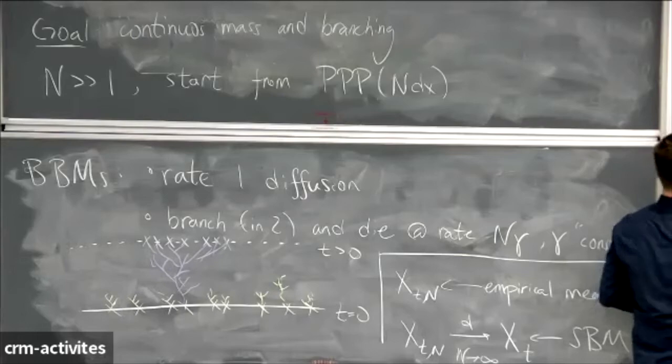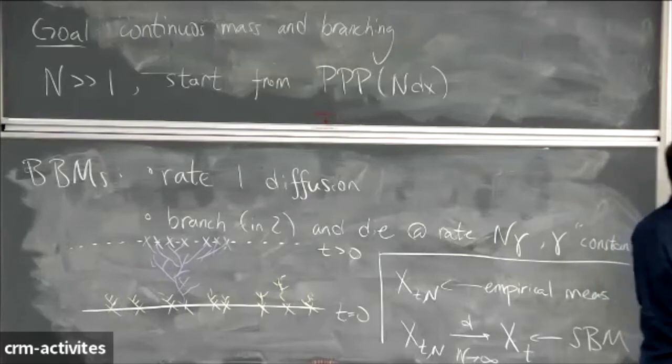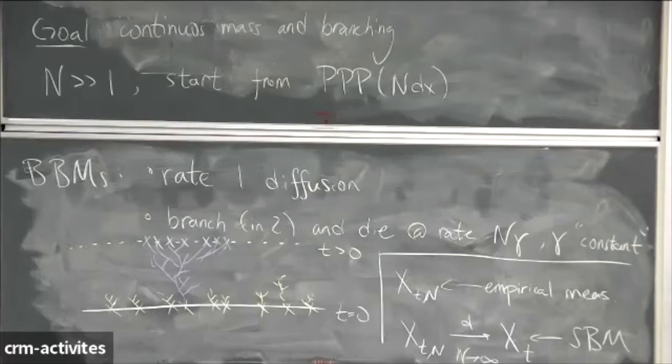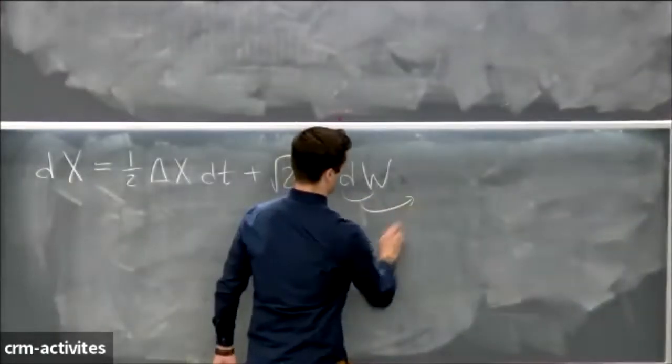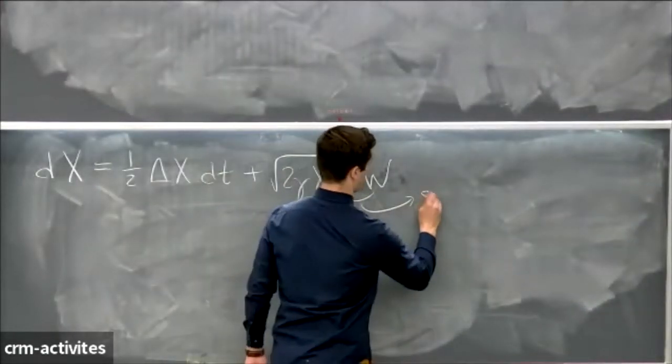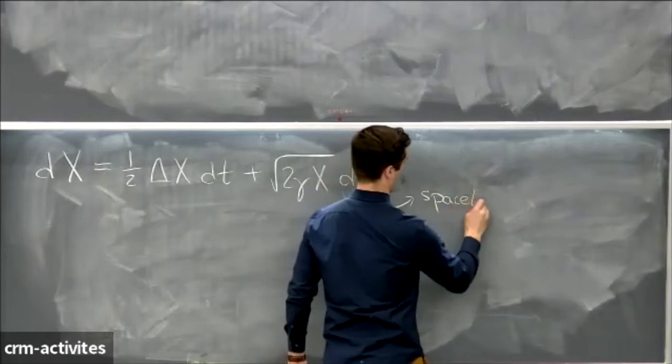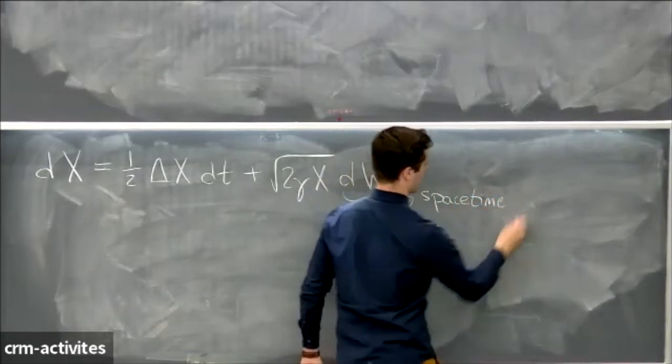So more technically, it satisfies the martingale problem corresponding to the heat equation coming from our unit diffusion plus Feller noise coming from the randomness in our population. And here I'm using dW to denote space-time white noise in Euclidean space.